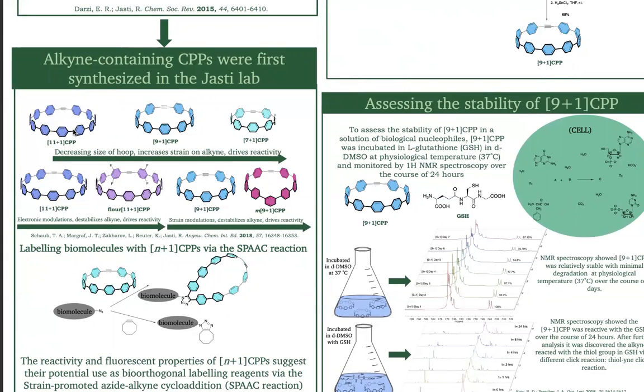And so we can actually change the structure of the CPP to modulate the reactivity in a couple of different ways. The first being the size. If you decrease the size of the hoop, aka you just remove a couple of these phenyl groups, from say an 11-containing CPP to a 7-containing CPP, you're actually going to increase the reactivity because you're going to introduce a lot of strain on that alkyne.